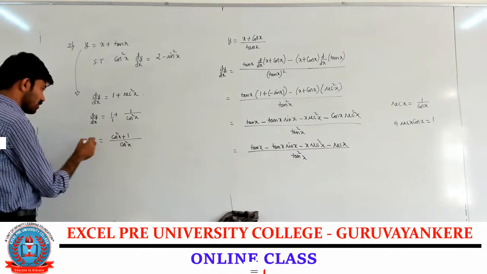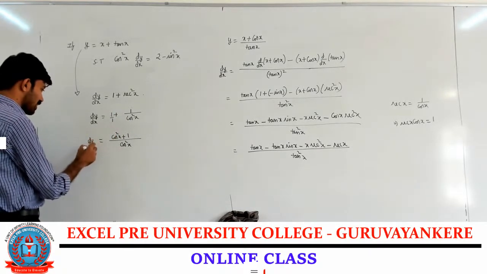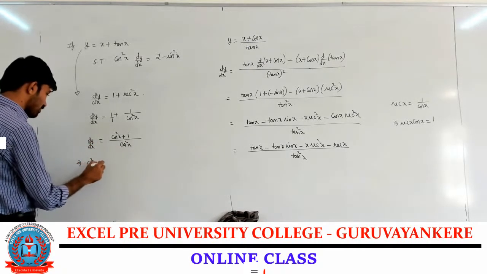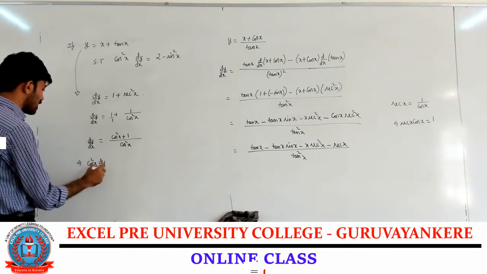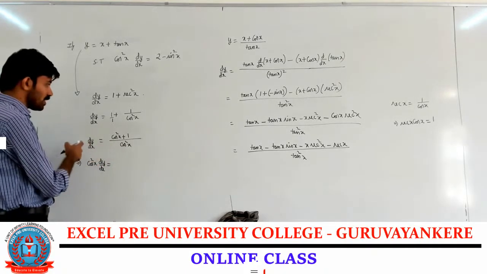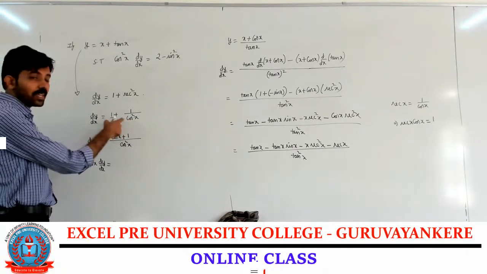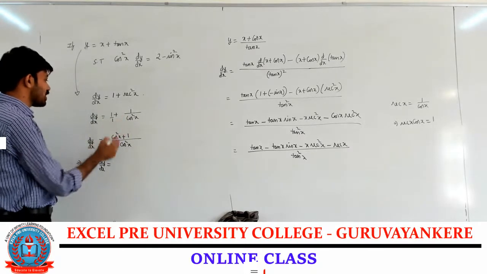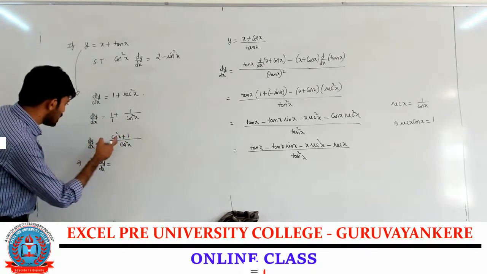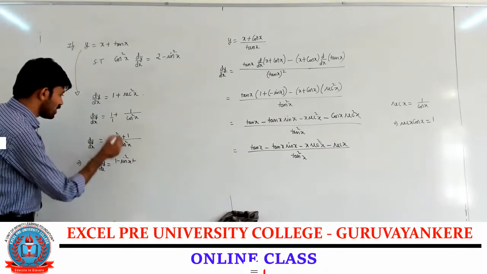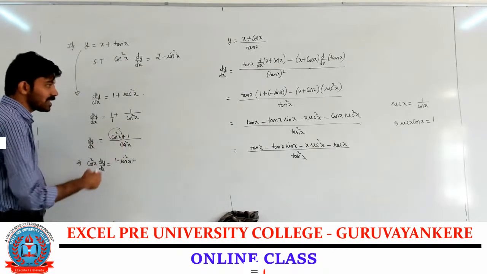Cross multiply. Left hand side takes dy by dx. So cos square x into dy by dx equals cos square x plus 1. Cross multiply this and write the common denominator here. Cos square x is 1 minus sin square x. Write this cos square x as 1 minus sin square x.